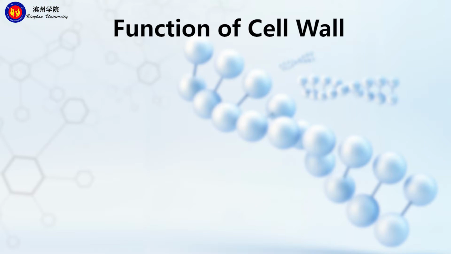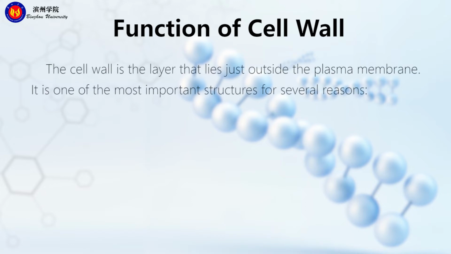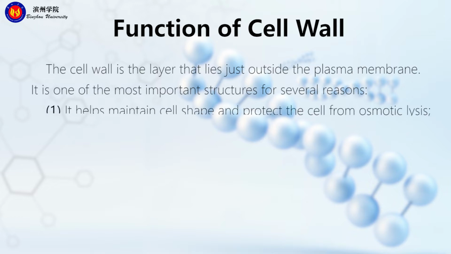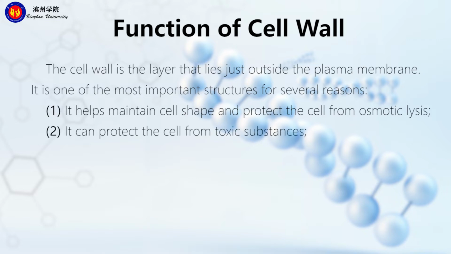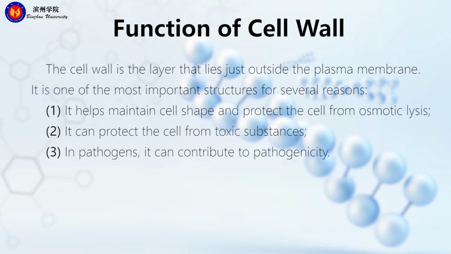Firstly, let's see the function of cell wall. The cell wall is a layer that lies just outside the plasma membrane. It is one of the most important structures for several reasons. First, it helps maintain cell shape and protect the cell from osmotic lysis. Second, it can protect the cell from toxic substances. Third, in pathogens, it can contribute to pathogenicity.